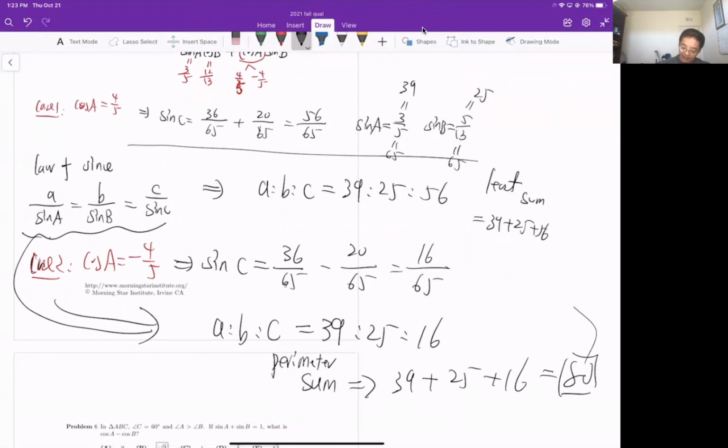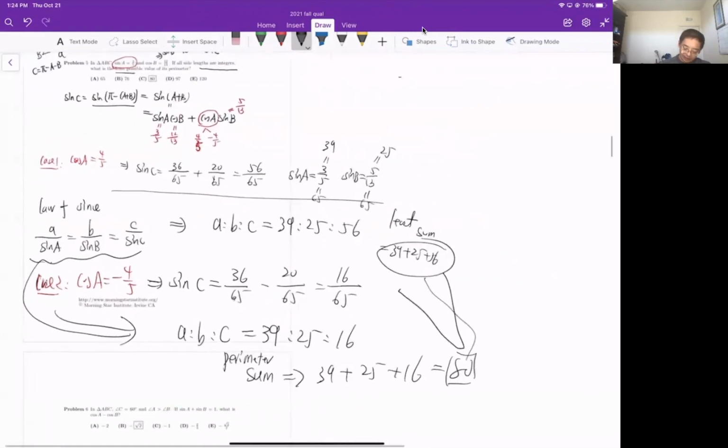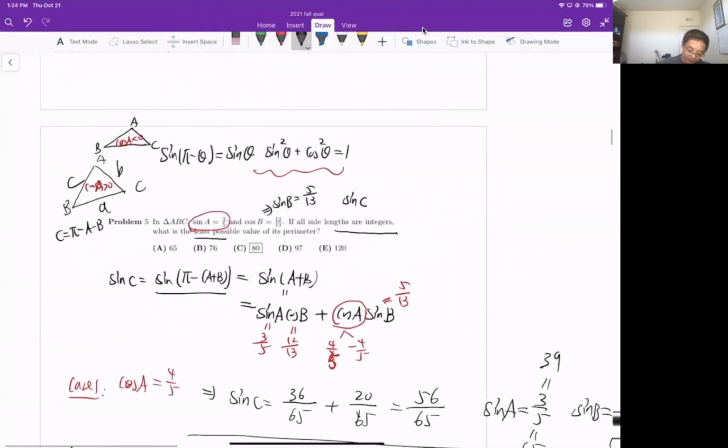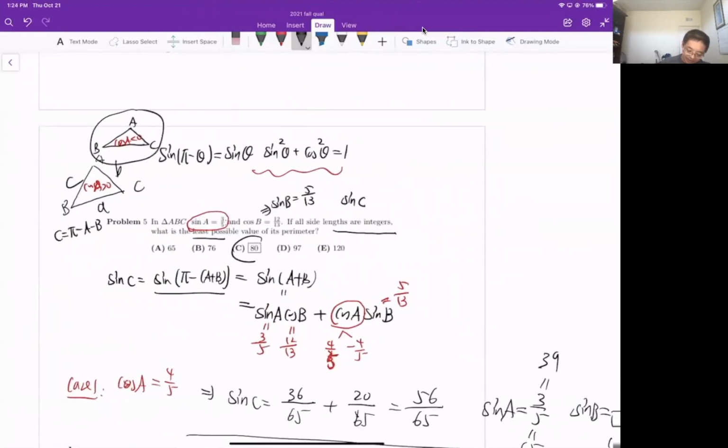Now, obviously, 80 is less than the previous one. Case one is the acute angle. So the perimeter achieves the least value when we have the obtuse one, and the answer is 80.